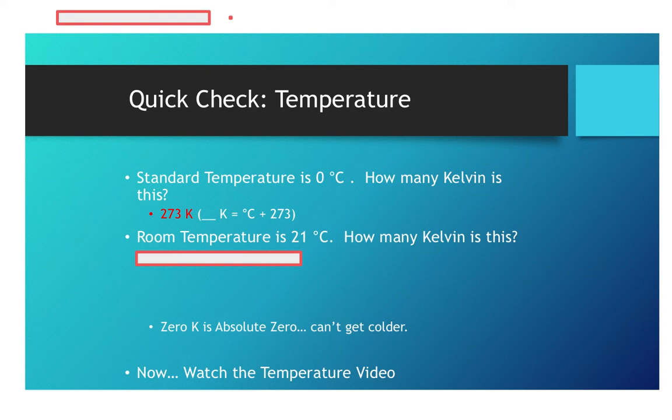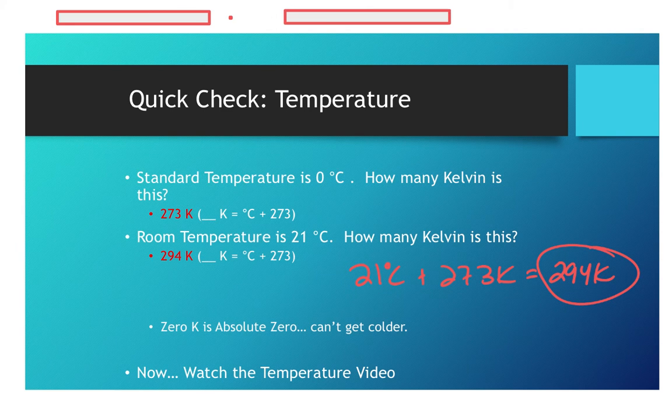How about room temperature, which is 21 degrees Celsius? How many Kelvin is this? Once again, you do it for a second and come back. 21 degrees Celsius plus 273 gives me 294 Kelvin. Were we correct? Let's see. Yep, sure enough, we were.